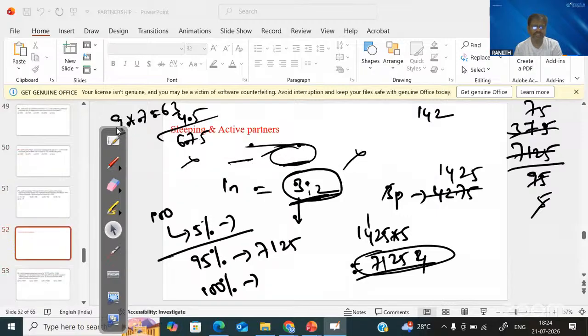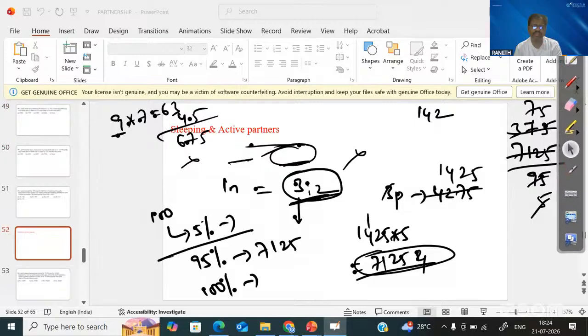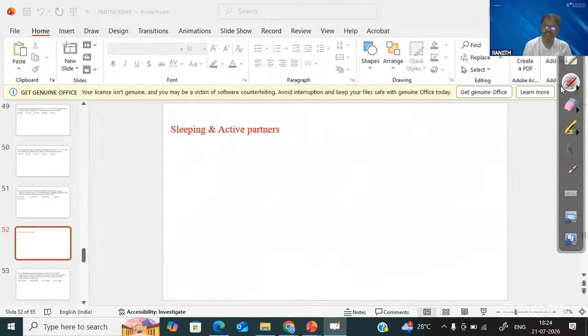Next we are having sleeping and active partner. What do you mean by sleeping and active partner? One person is investing the amount in the business, and another person is investing the amount in the business and also he is taking care of the business.